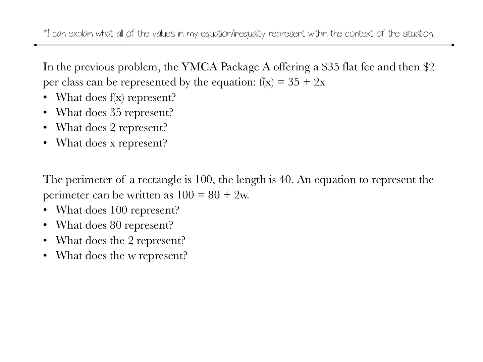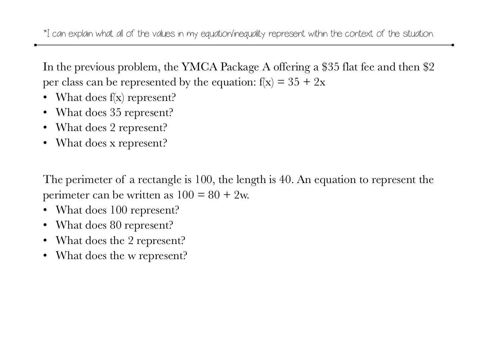All right, the second part of our objective is to be able to explain what the different pieces mean in terms of the context. So we're going to look at what does x represent, what does f of x represent, what does the 35 and what does the 2 represent based off of this previous example. So we're basically taking each piece of the equation and we're defining it.